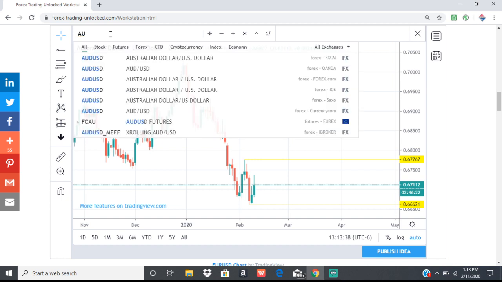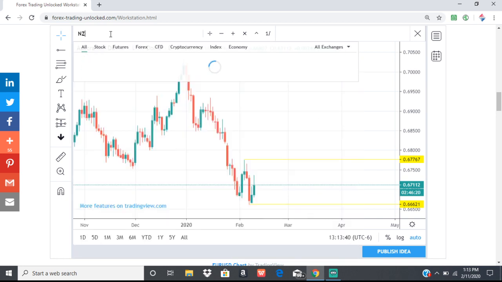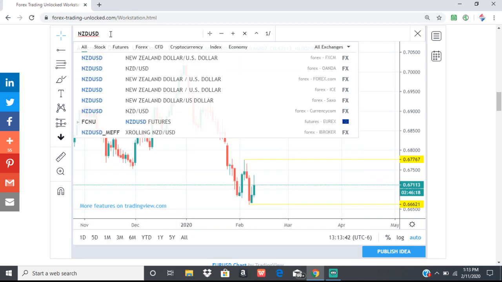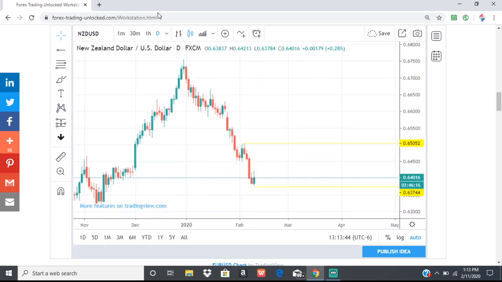Okay, now let's look at the New Zealand dollar, US dollar. So we're in the same trading zone in Asia trying to see what's going on, and well, here we go.